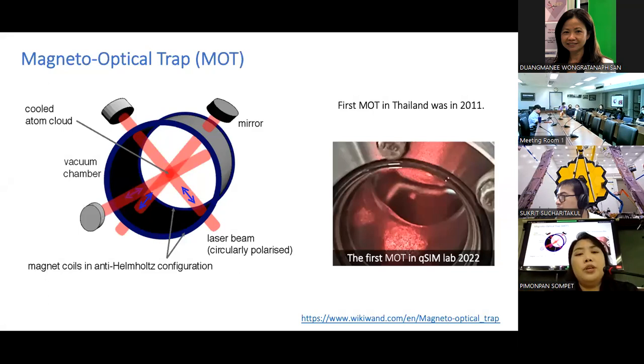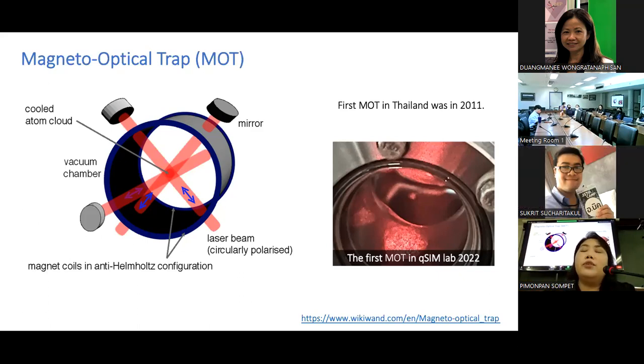So what we do is we actually apply a magnetic field, and it needs to be a quadrupole field that has zero field at the center. Then the atoms would try to seek the zero field position, such that they are accumulated at the center of the field.